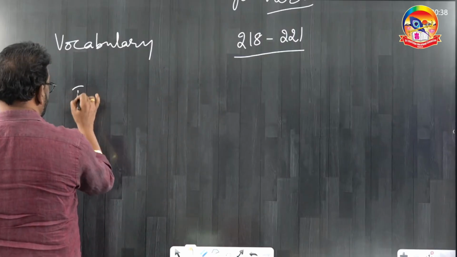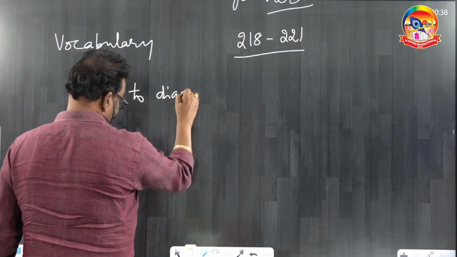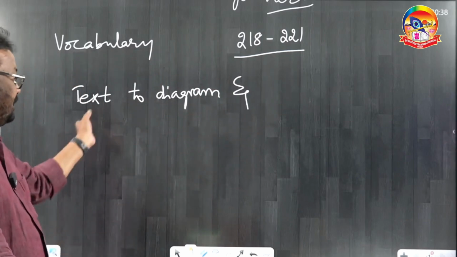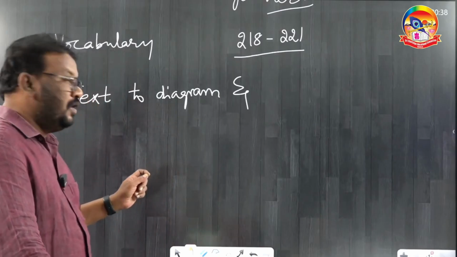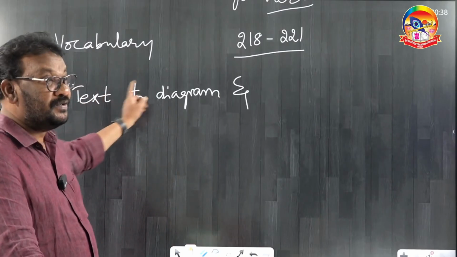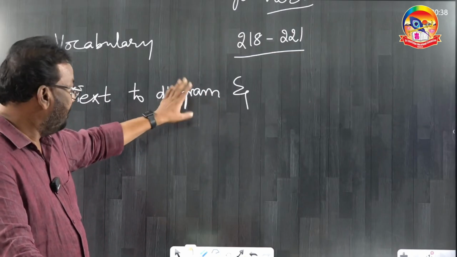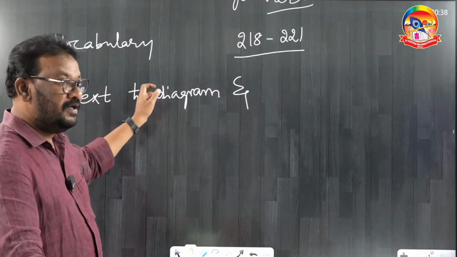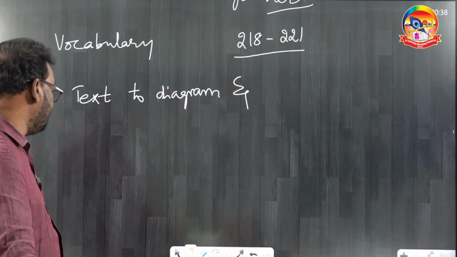And next one, text to diagram, and of course vice versa, diagram to text. But my advice to all the students is, don't go for diagram to text, but only go for text to diagram, where there is every possibility for you to score maximum marks. Surely you will be able to score 5 out of 5 very easily.